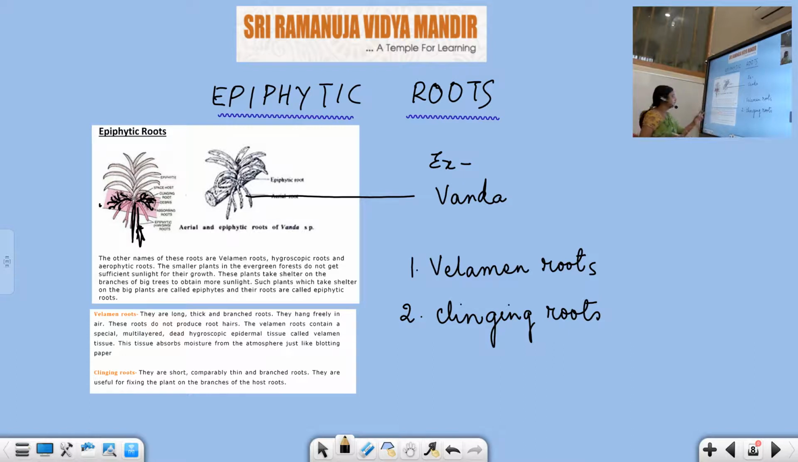So the velamen roots contain a special multi-layered dead hygroscopic epidermal cell tissue called velamen tissue. As these velamen roots have special type of tissues in the epidermis, and these are hygroscopic in nature, that means the cells hold water, and they absorb atmospheric water, and that is how they get water. They only take shelter on the big trees. They prepare their own food, they get water from the atmosphere, they only take shelter. So these are called epiphytic roots.